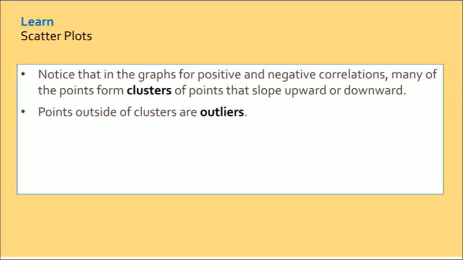Now, understanding the graphs for positive and negative correlations, many of the points form clusters and they show an upward or a downward pattern. The closer the points are to each other, the stronger the correlation. The further spread out they are, the weaker the correlation would be. And then the points outside of a cluster are outliers. So if there's one that's way out compared to all the other ones, that would be an outlier. And usually when you're dealing with data, you don't work with the outlier too often.